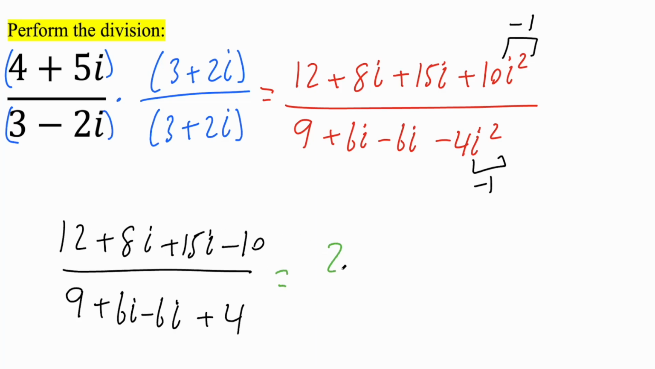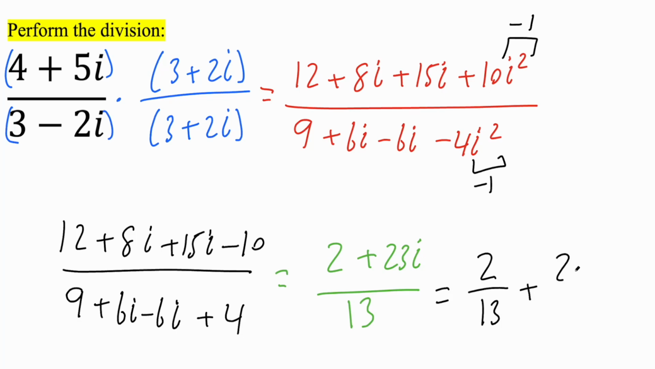is equal to 12 minus 10, which gives us 2, 8i plus 15i is 23i, divided by, and then we have 9 plus 4, that gives us 13, and 6i minus 6i cancels out. Next, if you want to, you could separate it out. You could say we have 2 divided by 13 plus 23 divided by 13 i. This right here is our final answer, and that's all we need to do for this problem.